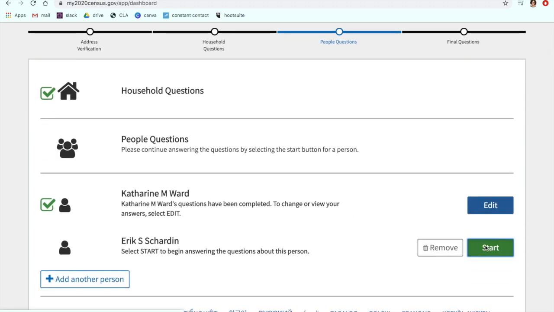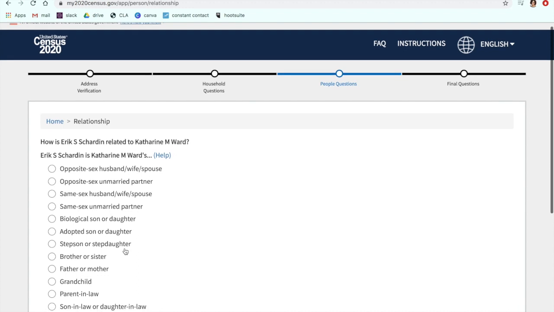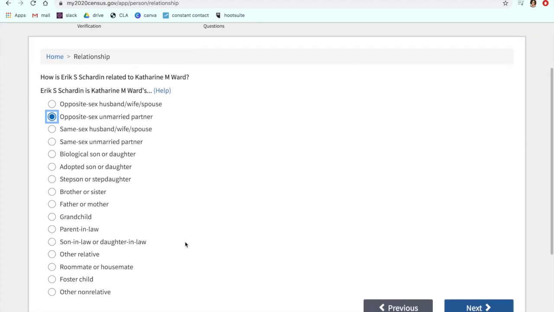So now I'm going to do the same with Eric. We have all these choices. He is my partner. We're going to choose same-household opposite sex unmarried partner. So we are not married yet. We are going to be married in July, but that does not count on April 1st. Opposite sex, and then we have same sex. So you could be an unmarried partner or a same sex husband or spouse, and then who is this person in relation to me?